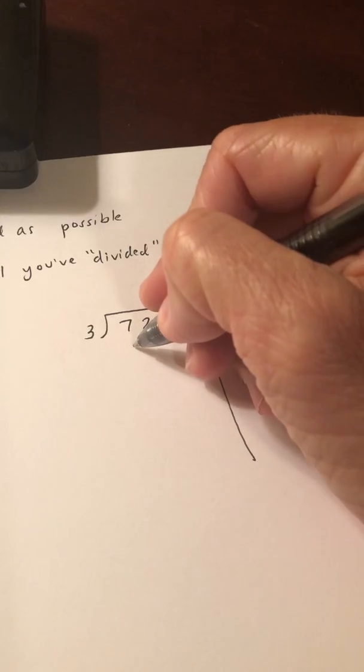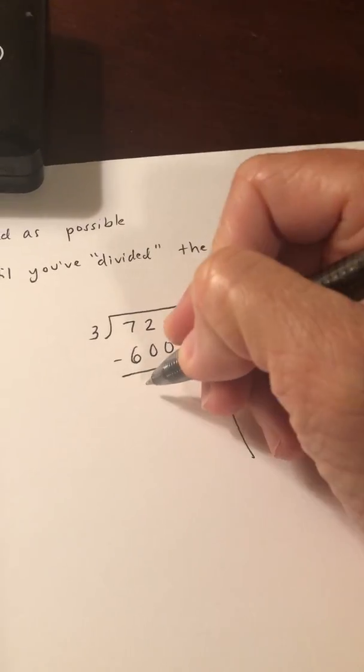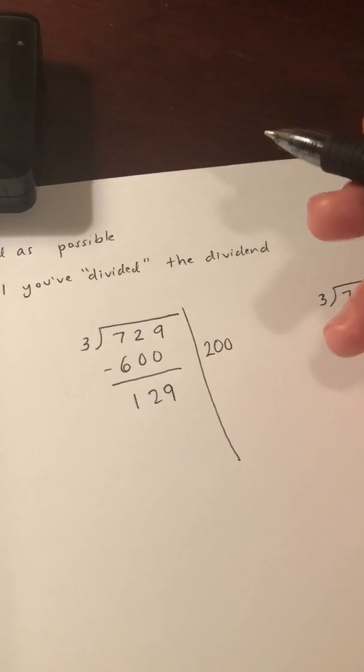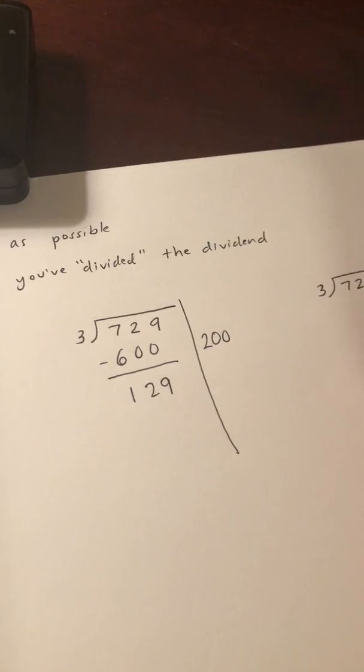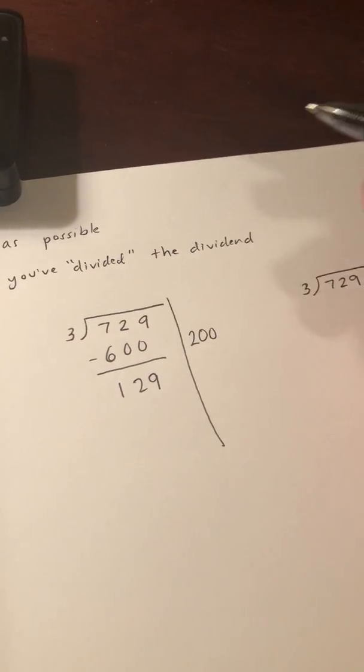So 3 times 200 is 600. Subtract. How much is left? Okay, still just using multiplication. None of this is division, it's all multiplication and subtraction. So how much is left to divide? Because we've only done part of it. That's why we call it partial quotients.